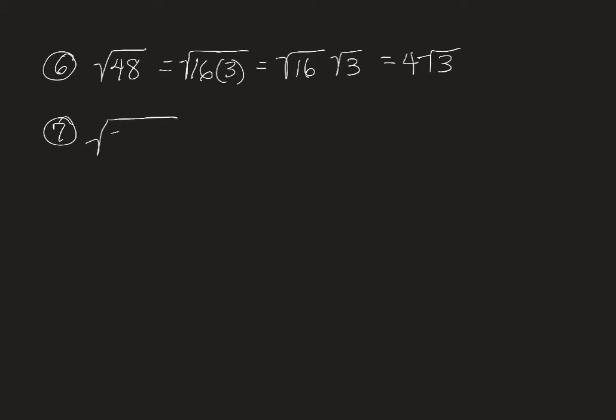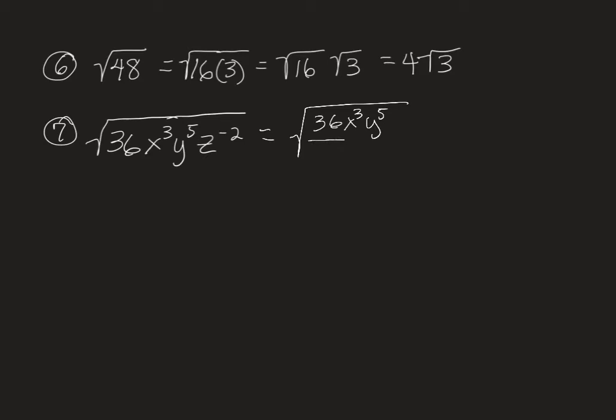The square root of 36x cubed y to the 5th z to the negative 2. Okay, so let's get rid of that negative first. I'm going to rewrite this as the square root of 36x cubed y to the 5th over z to the positive 2. That negative exponent has driven the base of z to the denominator, and the exponent has become positive.